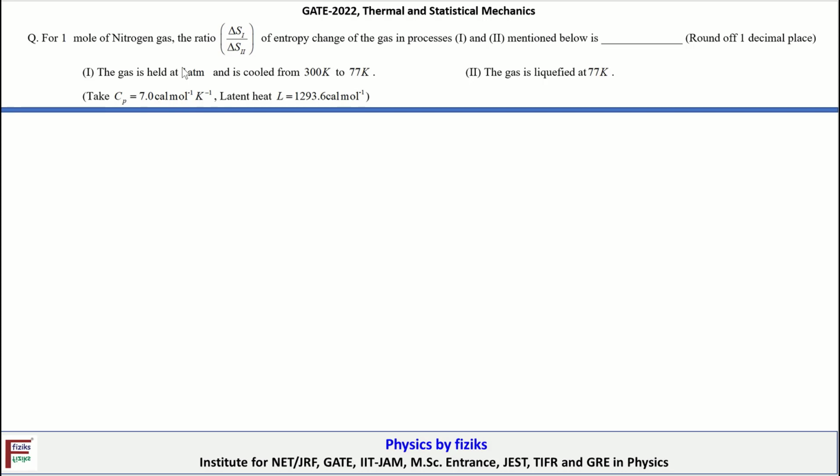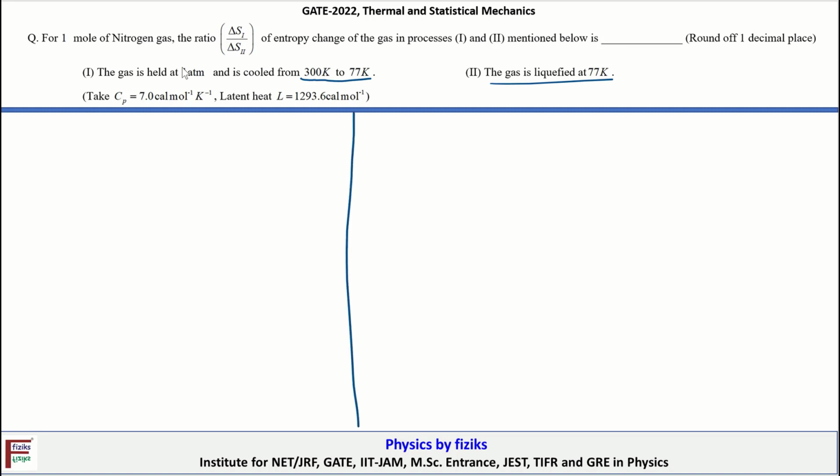The first process is that the gas is held at 1 atmospheric pressure and cooled from 300 Kelvin to 77 Kelvin. In the second case, the gas is liquefied at 77 Kelvin. So we have to calculate the entropy change for these two processes and then find the respective ratio.